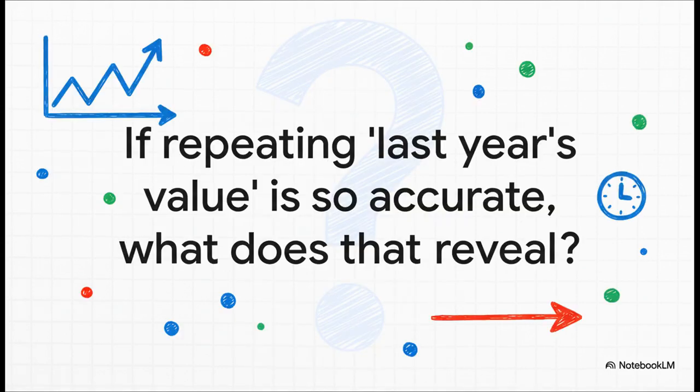And that leaves us with one final, fascinating thought to chew on. The fact that a ridiculously simple model, one that just copies last year's value, is often so incredibly hard to beat, that tells us something really profound. It forces us to ask, are the systems driving our world really as complex as we think they are? Or are they governed by surprisingly simple repeating rhythms?